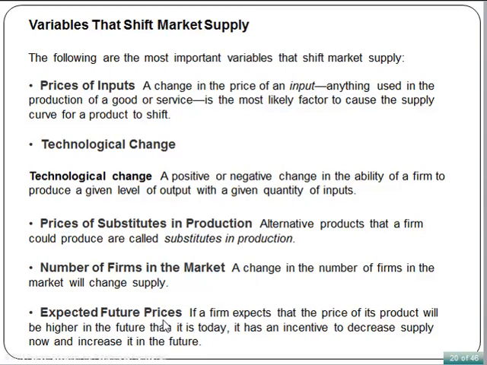Expected future prices. If a firm expects that the price of the product will be higher in the future than it is today, then it has an incentive to decrease supply now and increase it in the future. The supply will shift to the left.